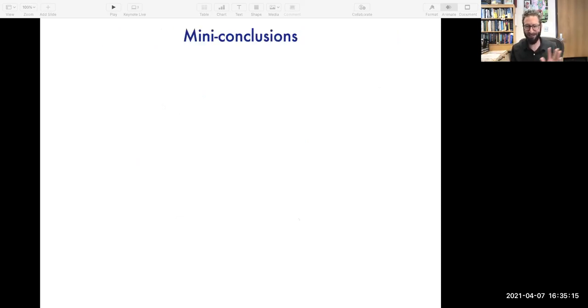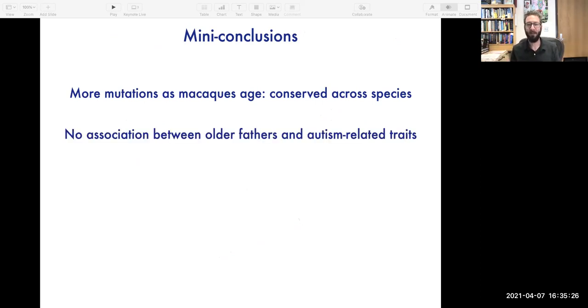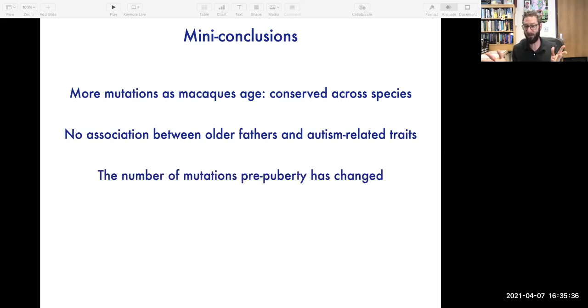Okay, so many conclusions of the macaque situation. There are more mutations as macaques age. This rate of accumulation seems to be conserved across species, same slope in basically everyone. No association between older fathers and autism-related traits, even though they are accumulating more mutations. And the number of mutations pre-puberty has changed in someone. At least it's changed in macaques relative to humans. We're not exactly clear yet why.